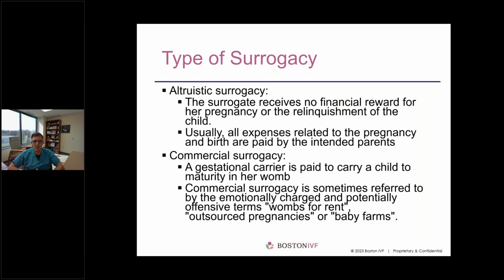Then there is commercial surrogacy, where a gestational carrier is paid to carry a child to maturity in her womb. Sometimes it's referred to by some offensive terms like wombs for rent, outsourced pregnancies, or baby farms. And this is an issue that comes with people who are against surrogacy, who disapprove of the whole thing, that you're just using somebody else's womb because you don't want to use your womb.